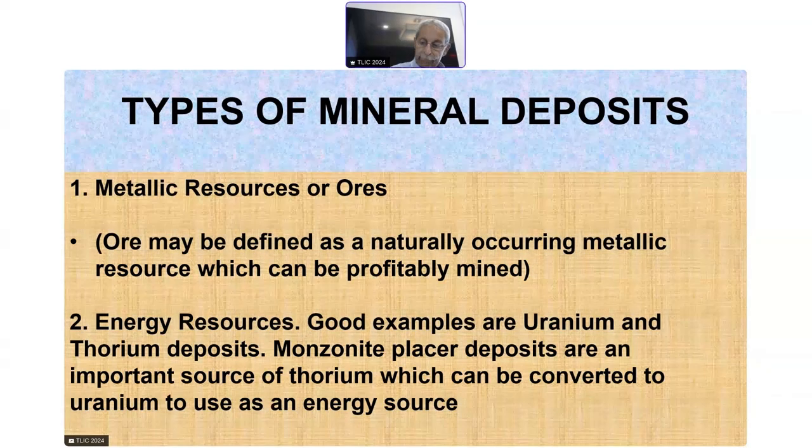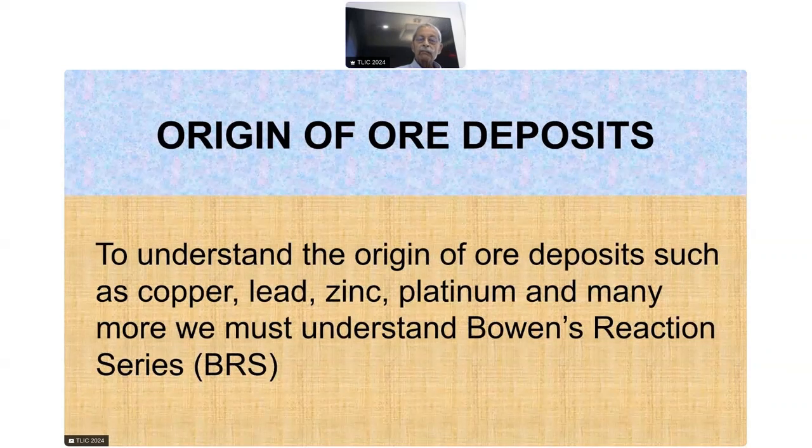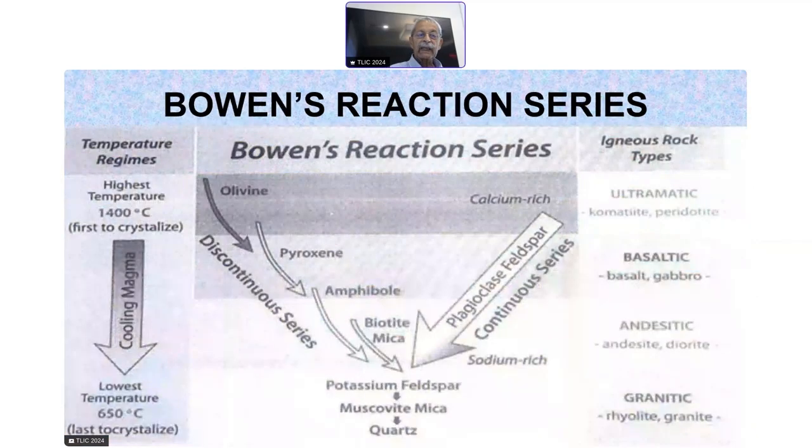To understand the origin of ore deposits, such as copper, lead, zinc, platinum, and many more, we must understand Bowen's reaction series. The whole origin of ore deposits can be explained through it. This is the famous Bowen's reaction series picture. All geology students must have studied this. This is a very important slide.